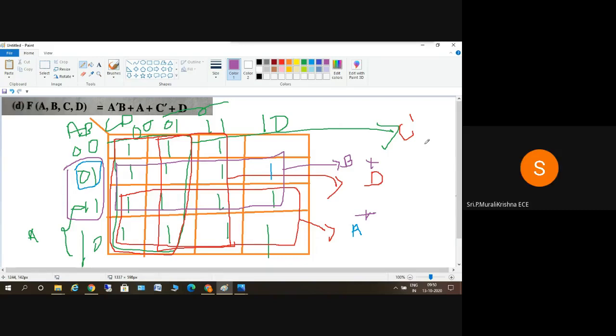Okay, so this is how we have to do the minimization like this. So Kmaps. Next class, we'll go for the product of sums. We'll look at only 2 problems. The Kmaps will be a little different for that. Here we did rows into columns, there we will do rows plus columns. Here we multiplied, but there we add.